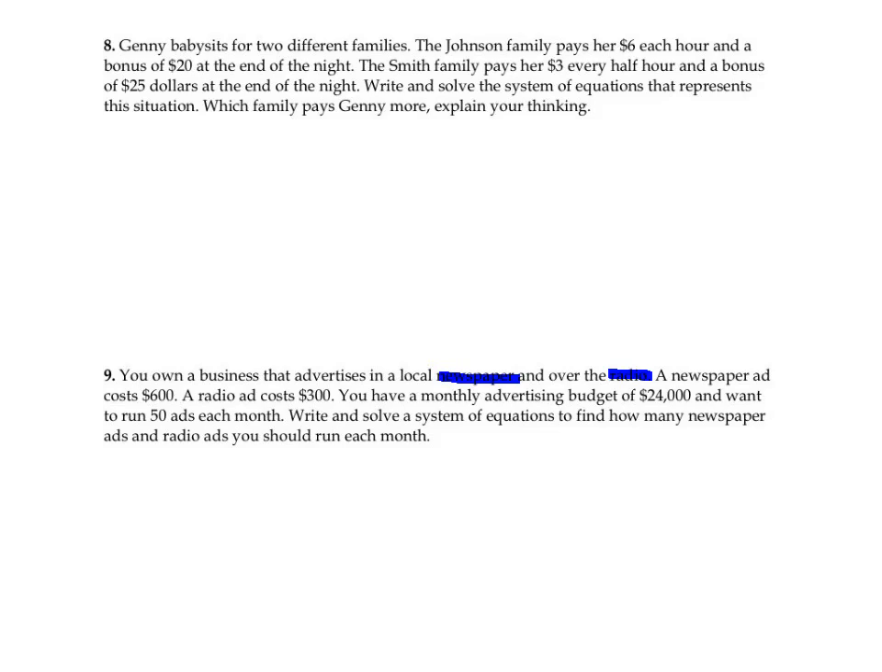So we want to start with defining our variables. We see that we have information about newspaper ads and radio ads, and it asks us to find how many newspaper ads and radio ads we should run each month. So we can let x equal the number of newspaper ads, and again we can use whatever variables we want. And we can let y equal the number of radio ads. So now that we defined our variables, we can write our system of equations. One part of the word problem says that a newspaper ad costs $600, a radio ad costs $300, and we have a budget of $24,000.